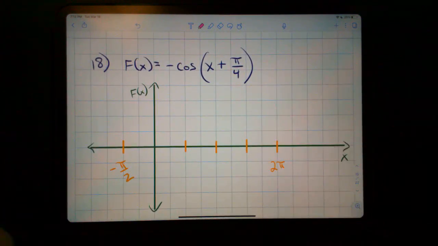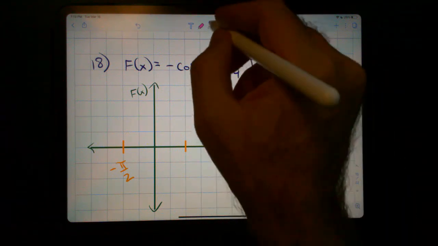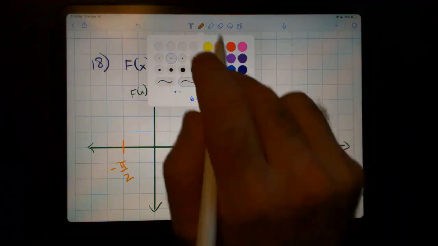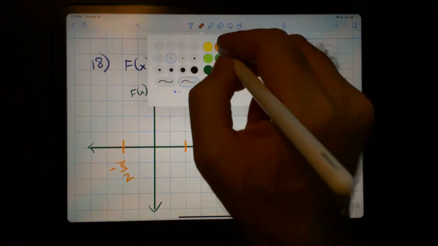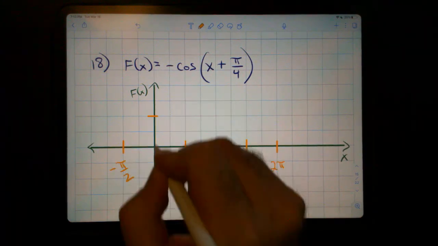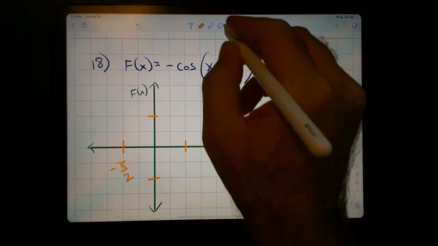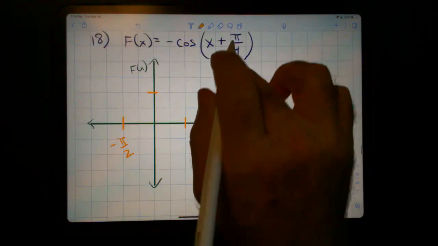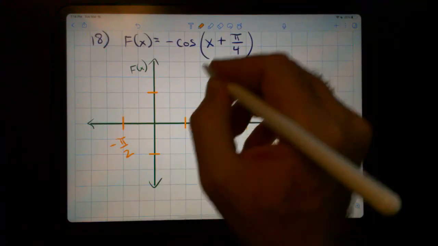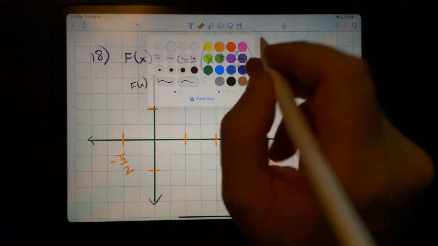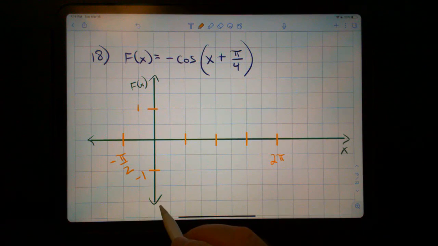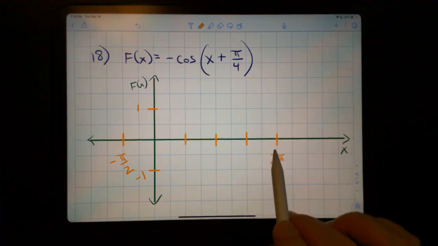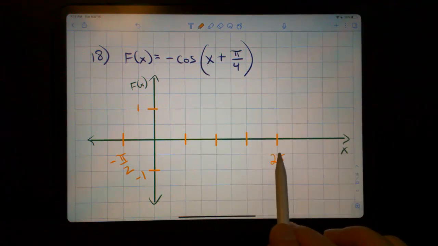All right. f of x equals negative cosine of x plus pi over 4. So our amplitude is going to be 1 because the magnitude of the lead coefficient is 1. So this will go up to a positive 1, down to a negative 1. Our period is going to be 2 pi over b, so our period is 2 pi.